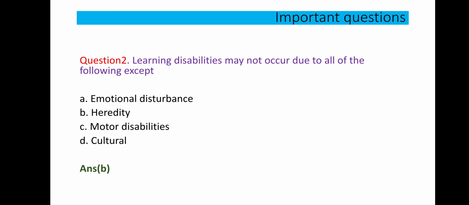Question number 2. Learning disabilities may not occur due to all of the following except heredity, because heredity, head injuries, lack of nutrition, some problem during the pregnancy or birth, this may be the cause of learning disabilities. But emotional disturbance, motor disabilities, culture, environment, this may not be the cause of learning disabilities. So option B is correct.